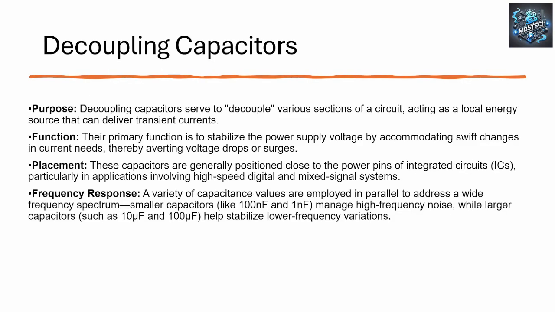Decoupling capacitors act as local energy reservoirs, supplying transient current when an FPGA switches states. They help prevent voltage dips that could disrupt the FPGA's operation. Smaller capacitors such as 1 nanofarad to 100 nanofarad respond quickly to high frequency transients, while larger capacitors like 10 microfarad to 100 microfarad provide energy storage for lower frequency fluctuations. By combining capacitors of different values, designers can ensure stable voltage levels across a broad frequency range.